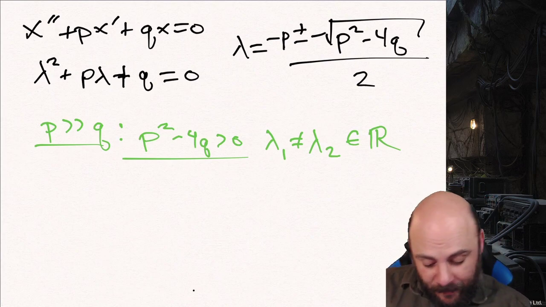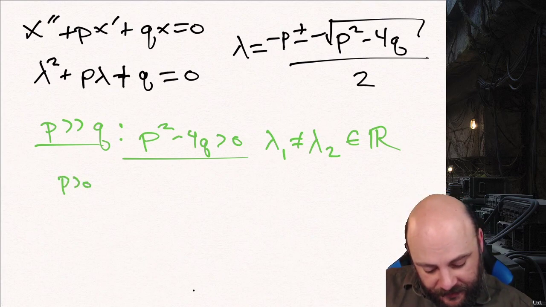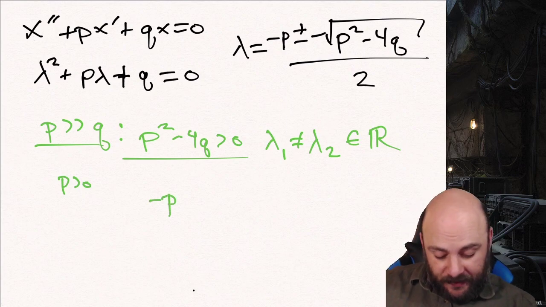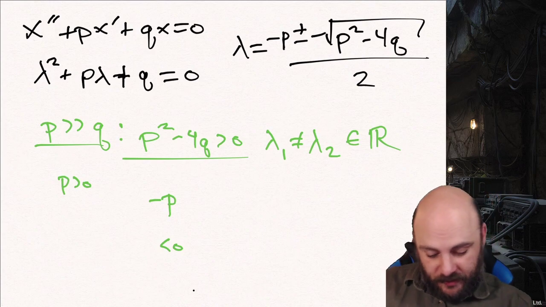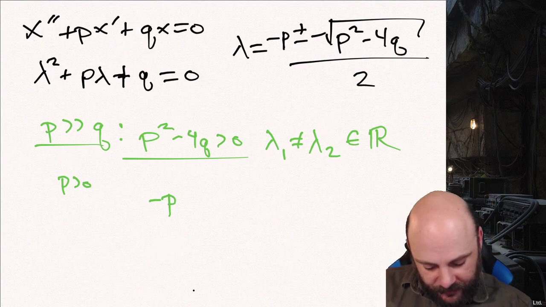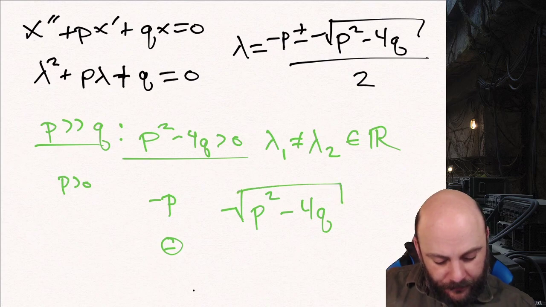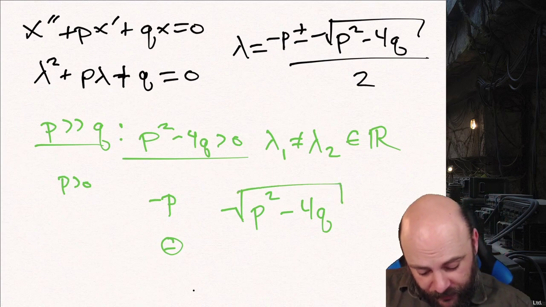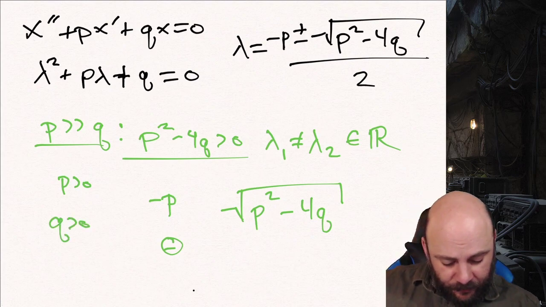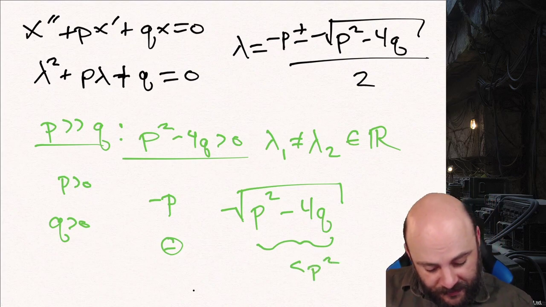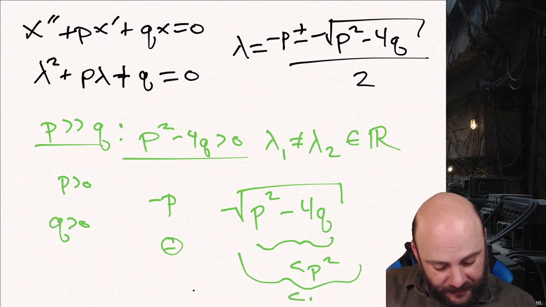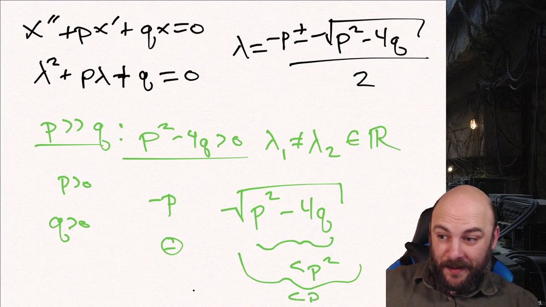Now if we're damping, which means that p is positive, then if I look up here, let's think about negative p. Negative p is in fact negative. That's pretty easy. That's a negative term. Now we think about p squared minus 4q. Since we have a spring restoring force, that means q is positive, which means this number right here is less than p squared, which means this big number right here is less than p. Keeping up with me so far?